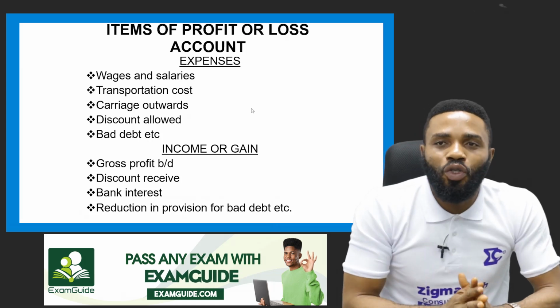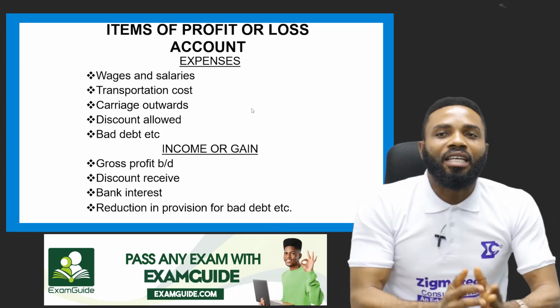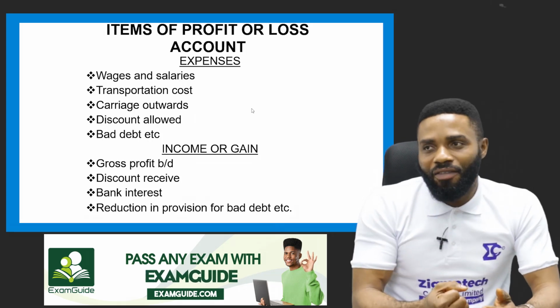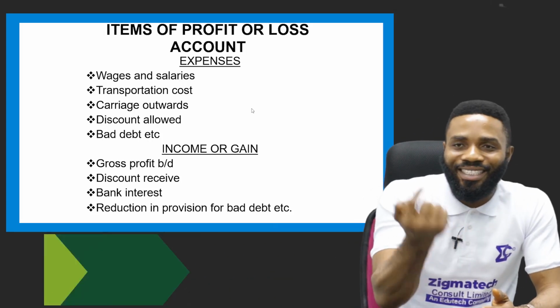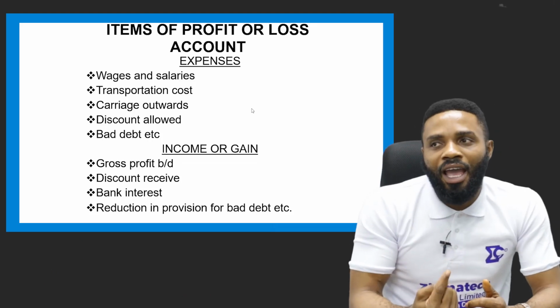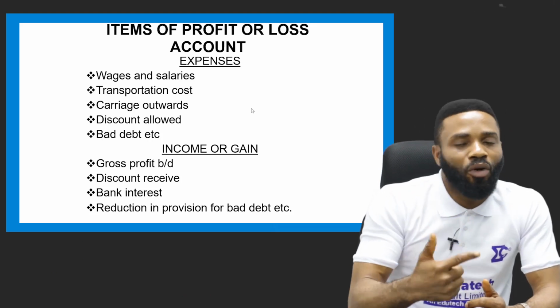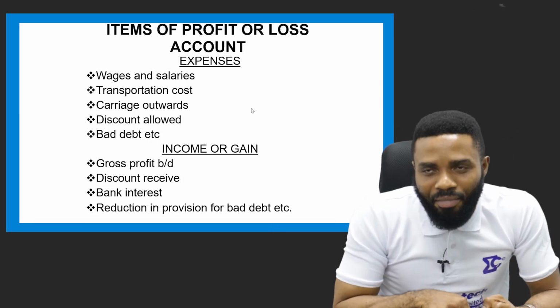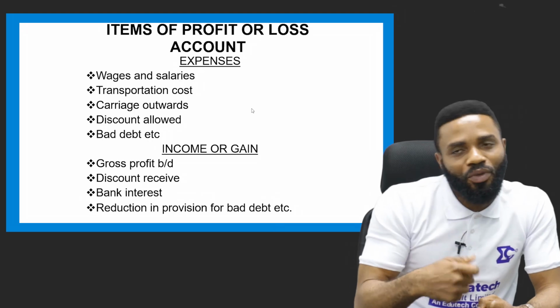And then the second thing you need to know is the income or gain. This income or gain could be cash that is received, or it could be cash that is earned but not received, and received but not earned. You can earn cash without receiving it, or you can receive cash without earning it.